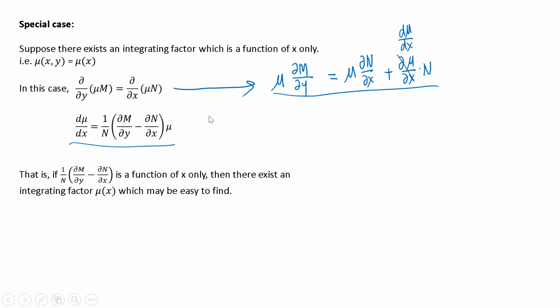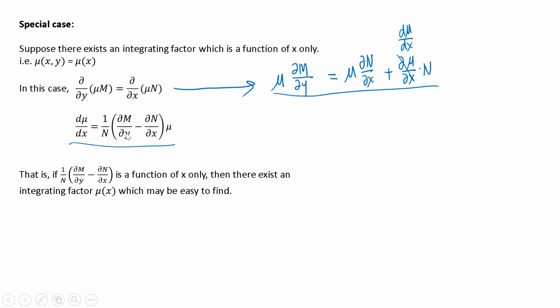But if, again, we consider a special case where it so happened that partial M partial y minus partial N partial x is just a function of x, and that means this whole term is just a function of x, then we should be able to solve this ODE just by separation of variables. So in this special case, we should be able to find this mu of x without much difficulty.